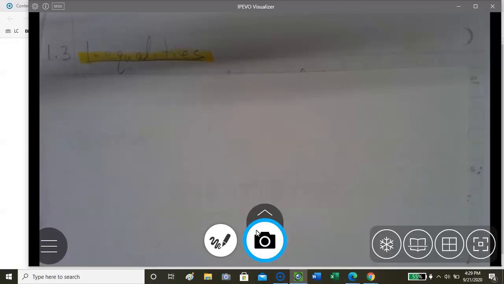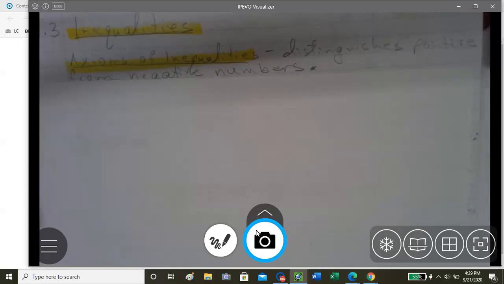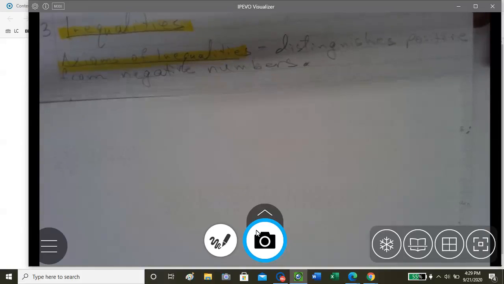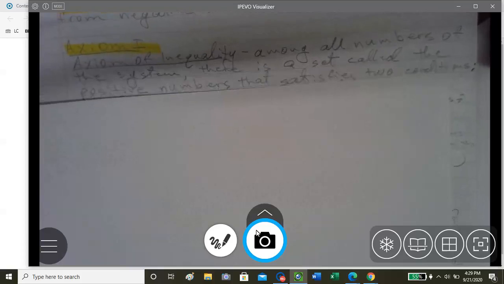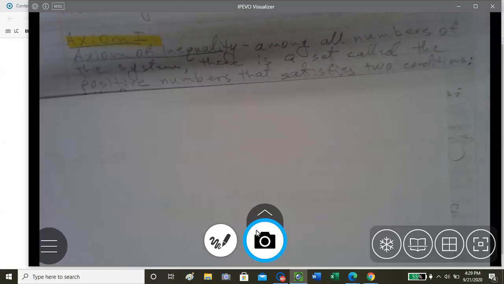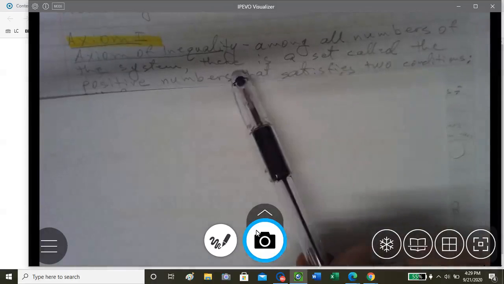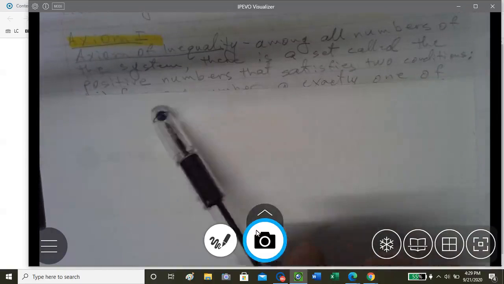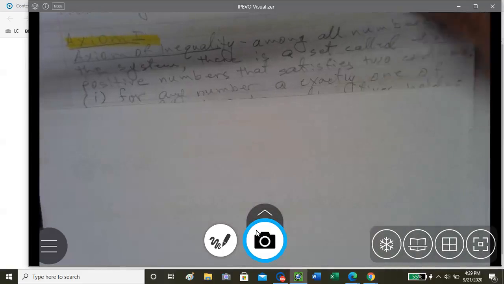This is lesson 1.3, inequalities, and this is video 1. We are working with axioms of inequalities, distinguishing between positive and negative numbers. Axiom 1. The axiom of an inequality: among all numbers of the system, there is a set called the positive numbers that satisfies two conditions.